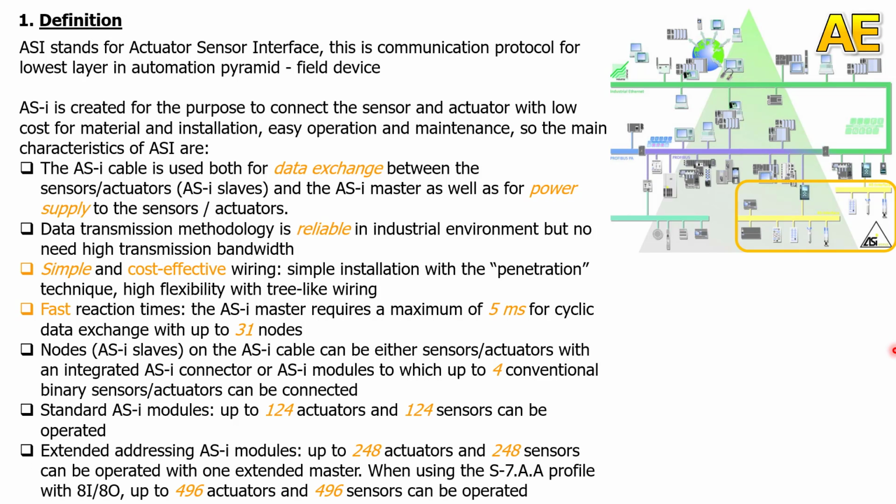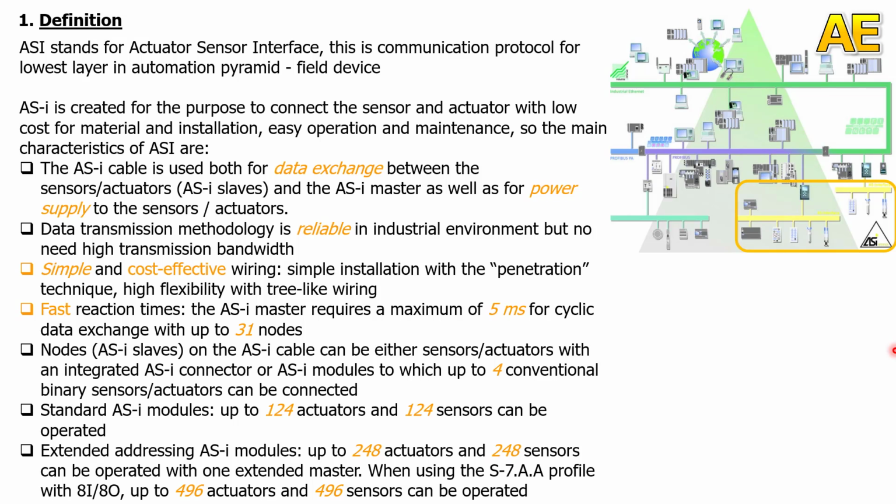Okay, next one, if you use the ASI module with the extended addressing mode, up to 248 actuators and 248 sensors can be operated with one extended master. Especially when using the profile S7.A.A with 8 inputs and 8 outputs, up to 496 actuators and 496 sensors can be operated.